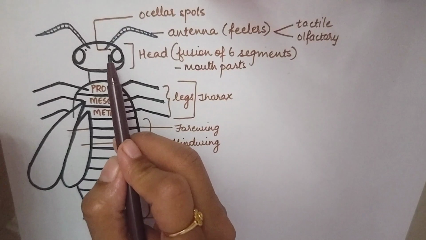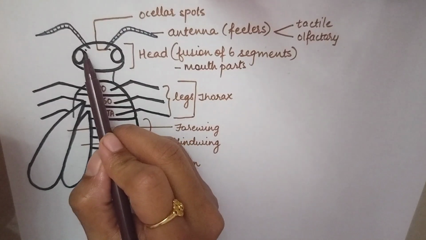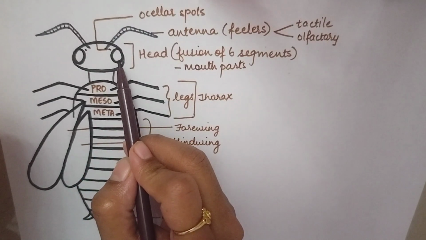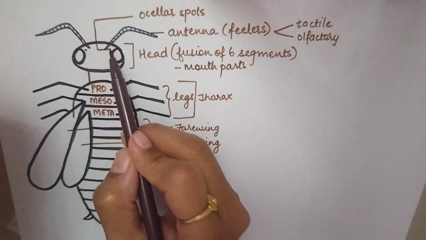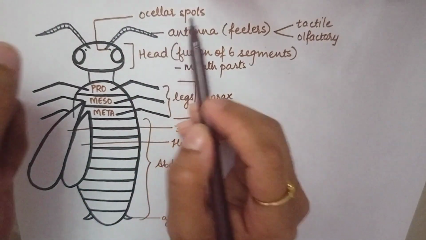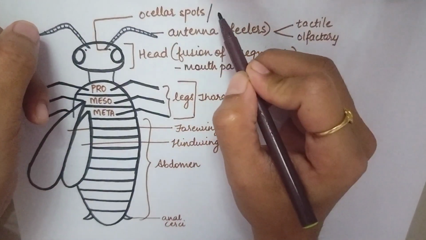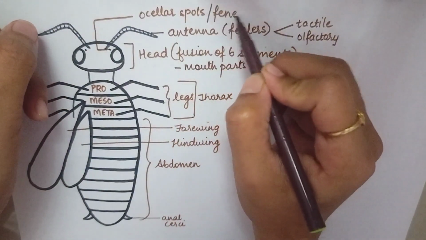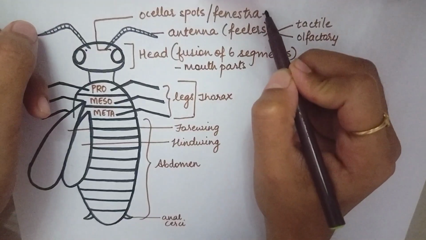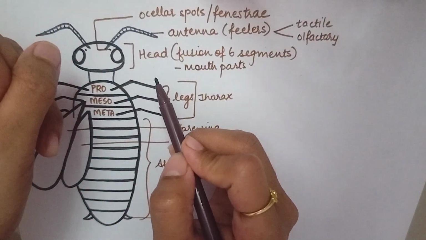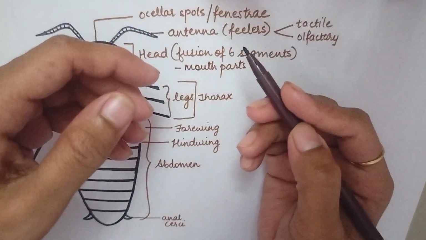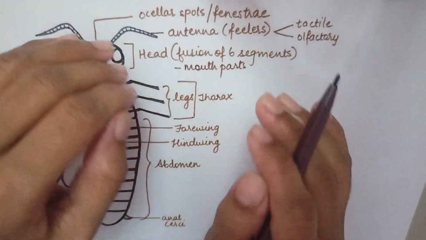One more thing you can find over here is, see here, between the compound eyes and the antenna, there are these 2 spots. These are the ocellar spots, or you can call them fenestrae. Now what are these ocellar spots? Do they help the cockroach to see? No, they have no role in vision.